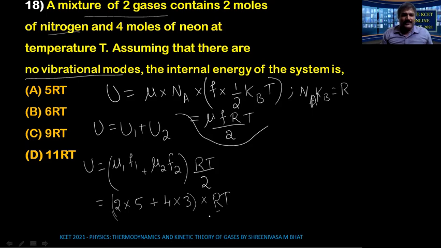Now simplifying this, we'll get the answer. It is 2 into 5, 10, plus 12, 22. 22 inside the bracket by 2 is 11 RT. So the answer is option D, 11 RT. That is the total internal energy of the system. Then I move to the next question.